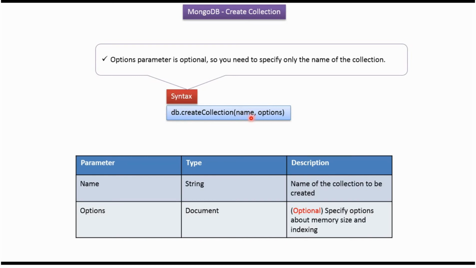The first one is name, which is the name of the collection. And the second parameter is options, which is an optional field. If you want to specify, we can specify. Otherwise, we can leave it. We will see the example now.